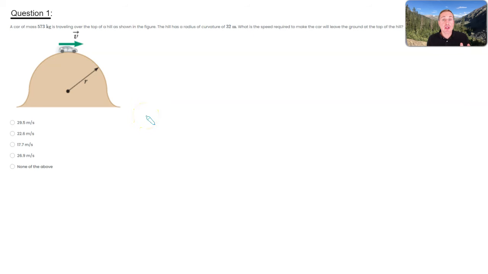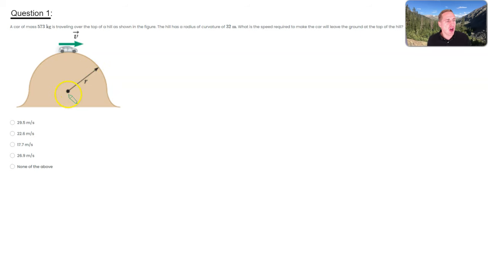So here we have a question where we have a car going over the top of a hill, and it looks like this hill is in the shape of a semicircle, that is a half circle. The car has a mass of 573 kilograms. It's traveling over the top of the hill, as shown in the figure. The hill has a radius of curvature of 32 meters. What is the speed required to make the car leave the ground at the top of the hill? So what speed is required so that the car will for sure leave the ground at the top of the hill?